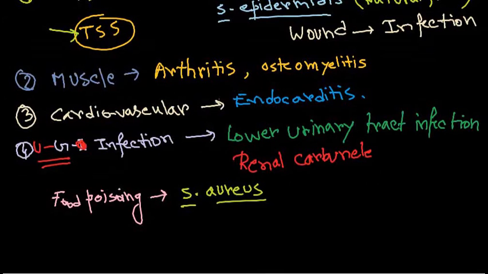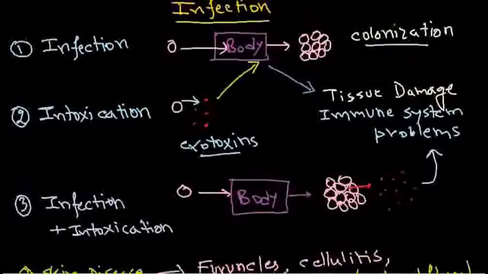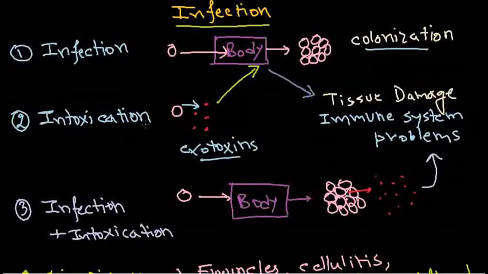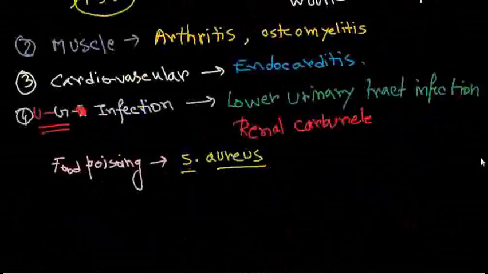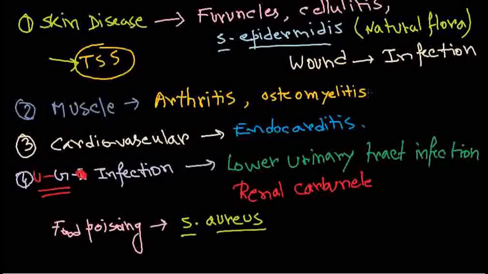So these are the different diseases and infections caused by the mechanisms we've already talked about. The mechanisms can be infection only, intoxication only, or a combined effect of infection as well as intoxication. Okay, so that's it. I hope that's helpful. Thank you.